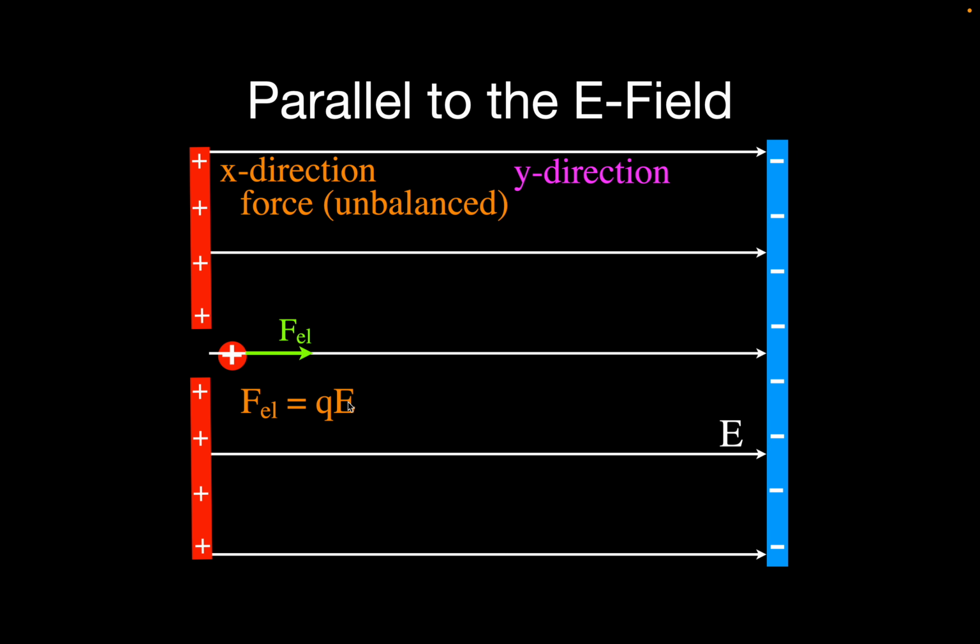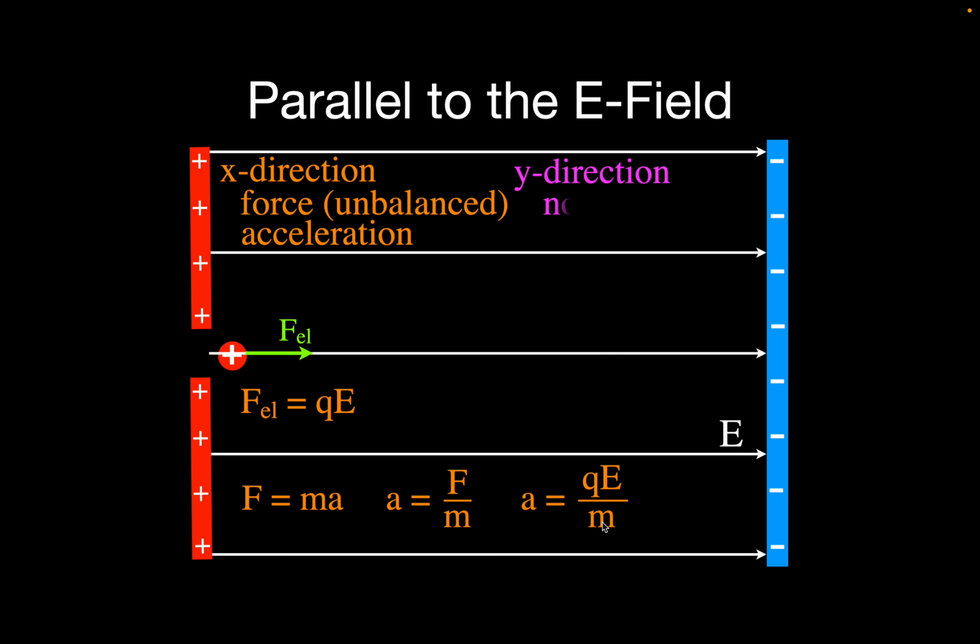And because it's feeling unbalanced force, it's also going to be accelerating. So it's going to have acceleration, and we can use Newton's second law, F equals ma. Rearrange that for a is F divided by m, and we can then calculate the acceleration as Q times E, because Q times E is the force, the charge times the electric field strength divided by the mass.